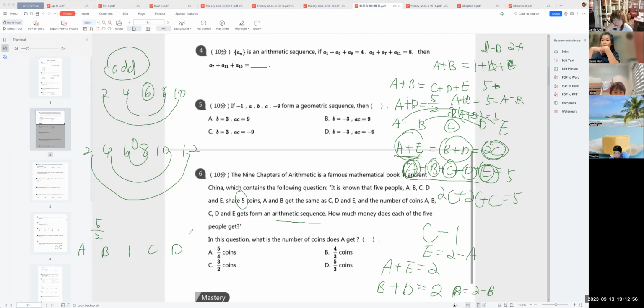How much does each of the 5 people get? What is the number of coins? Okay, 那我们这边 5 minus half and minus 1 should have 1 and 2 half.